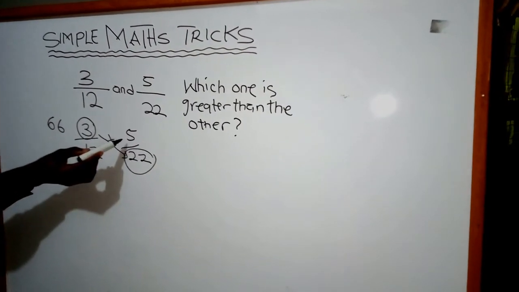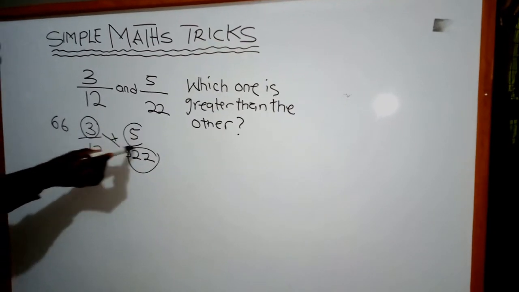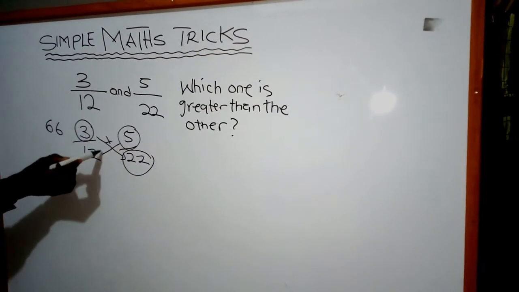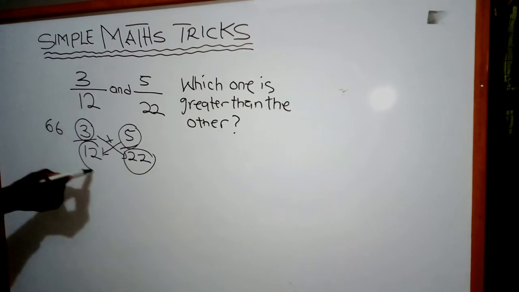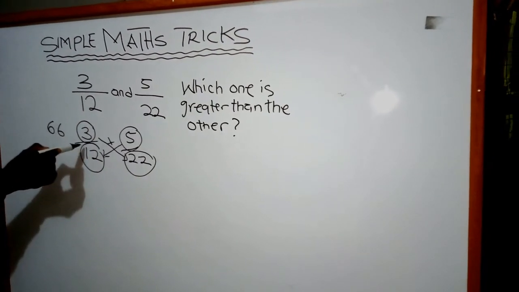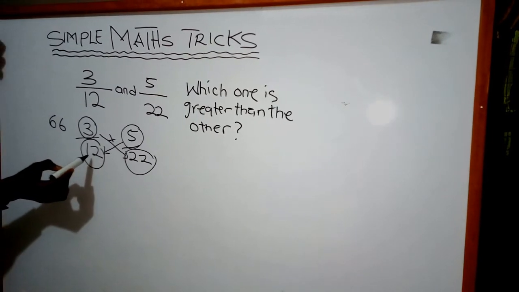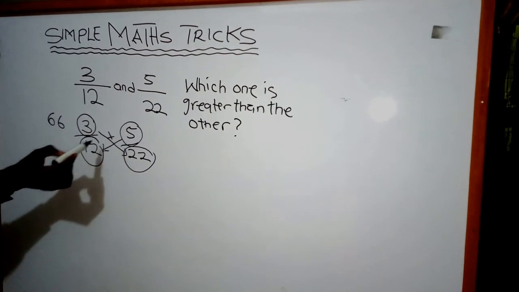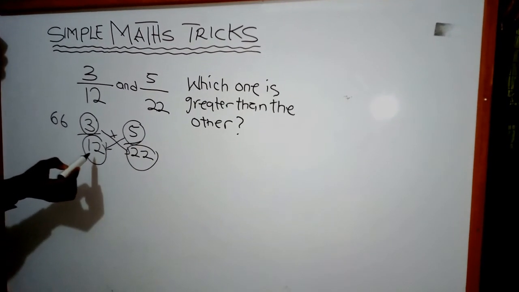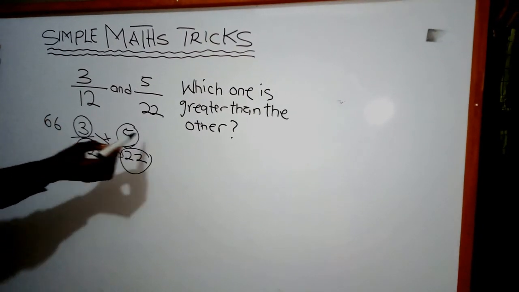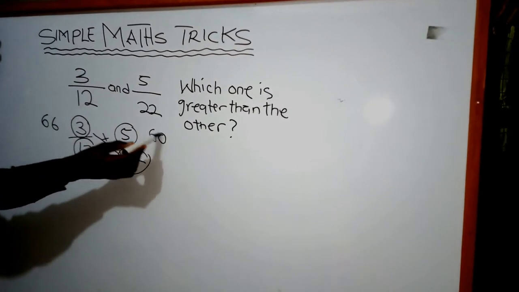And you pick the numerator of the second fraction, the 5, and multiply it by the denominator of what? The first fraction, that is 5 multiplied by 12. And this is going to give you 60. So you write the 60 here.